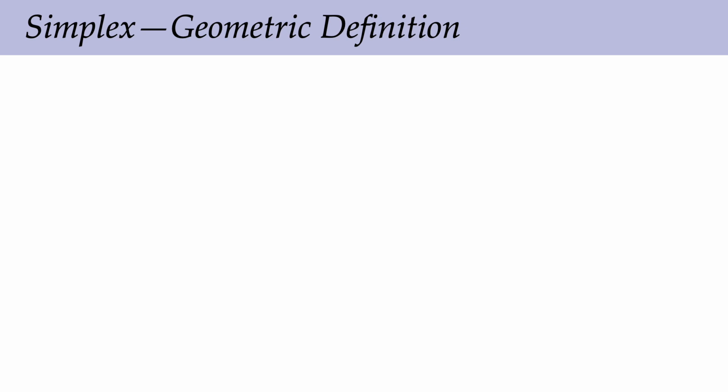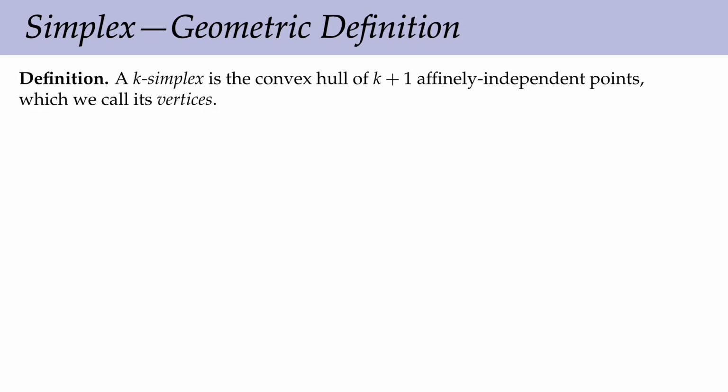And this is going to be a geometric definition of a simplex. Right? We said before we want to distinguish between just talking about connectivity versus talking about shape and where things actually sit in space. This is a more geometric point of view. So we're going to say a k-simplex is the convex hull of k plus 1 affinely independent points, which we call its vertices.